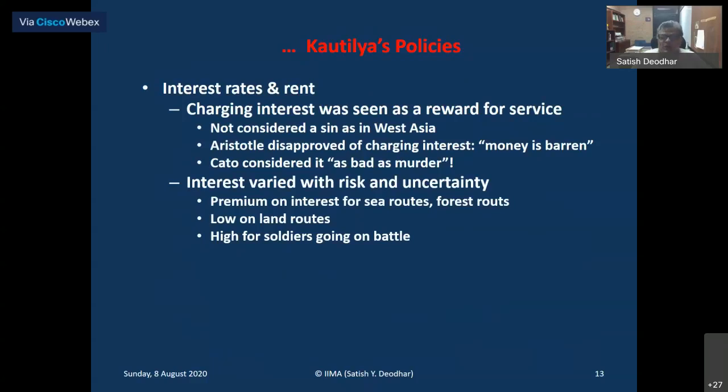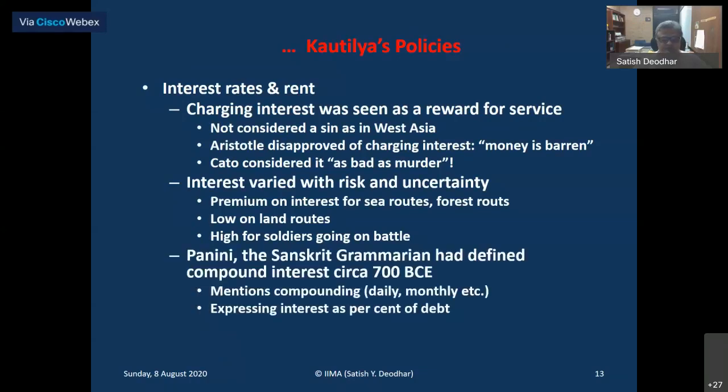Now you can imagine why the probability of a soldier returning hale and hearty is much less, and therefore the interest charged on him was much higher. It's another matter that the king will take care of the soldiers, but it's a private transaction. If you wanted to give a loan to a soldier, it carried a very high interest rate. So there was an understanding of risk associated with different uses of loans, and therefore the interest rate varied with that.